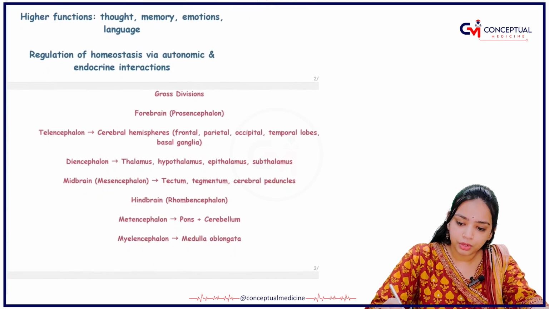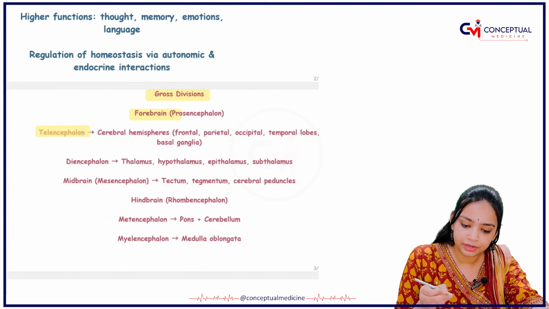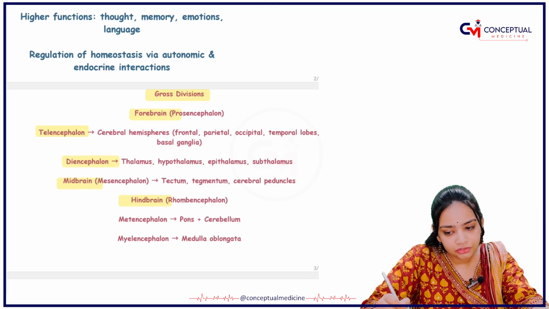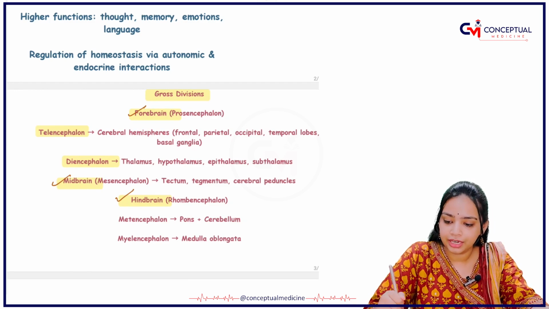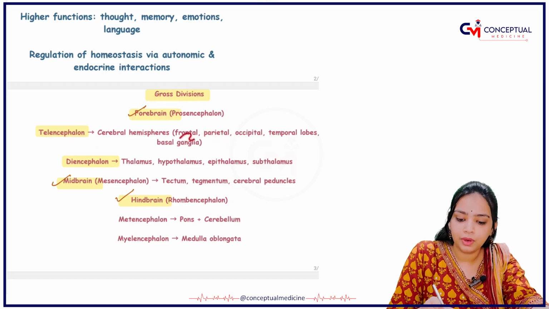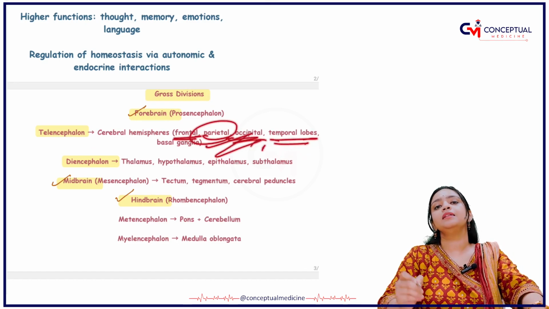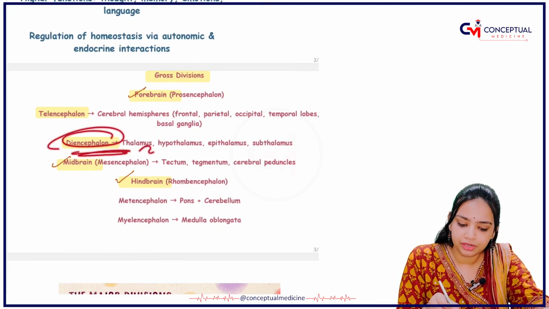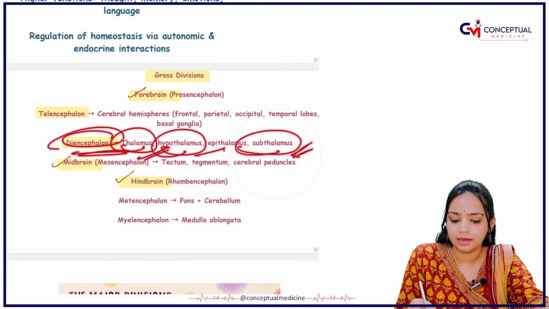Now, gross division, what do you have? In the gross division, you have the forebrain, midbrain, and the hindbrain. Mainly three. What three? Forebrain, midbrain, hindbrain. And then you have the division in the forebrain. You have the cerebrum. In the cerebrum, you have the frontal, parietal, occipital, temporal lobes, and basal ganglia. These lobes, I will show you in the figure. Then you have the diencephalon. In the diencephalon, you have the thalamus, hypothalamus, and the subthalamus.